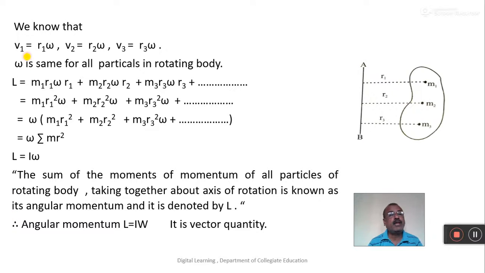We know that v1 is equal to r1 omega, v2 is equal to r2 omega, v3 is equal to r3 omega. Like this we can simplify the rotating body. L is equal to I into omega. The sum of angular momenta of all particles of a rotating body taken together about the axis of rotation is known as its angular momentum, and it is denoted by L. Angular momentum is given by L is equal to I omega. It is a vector quantity.